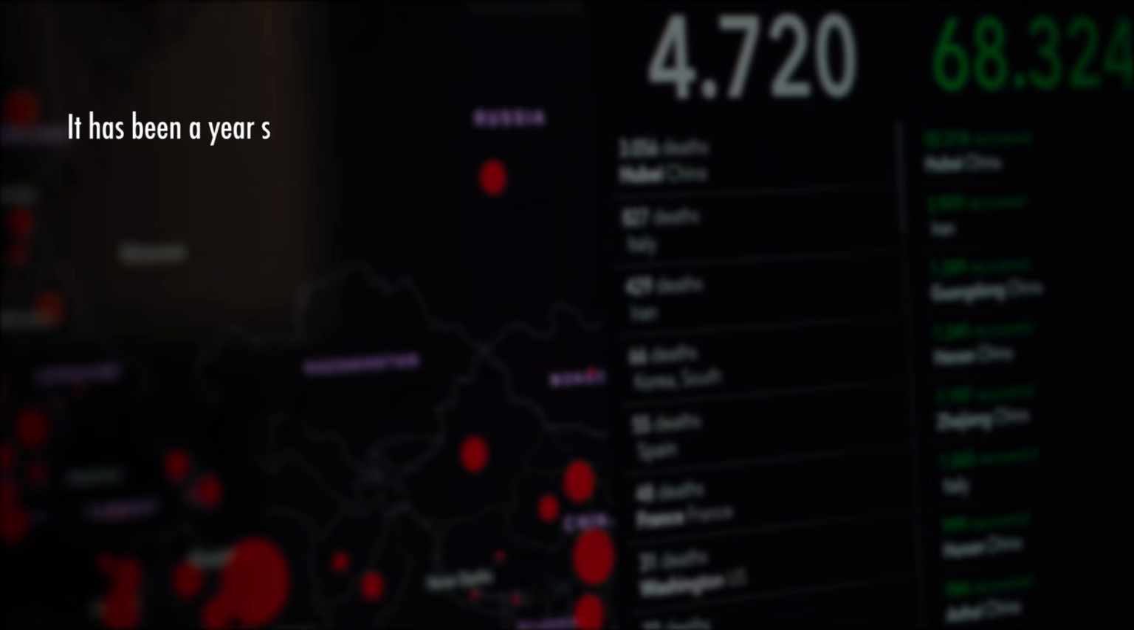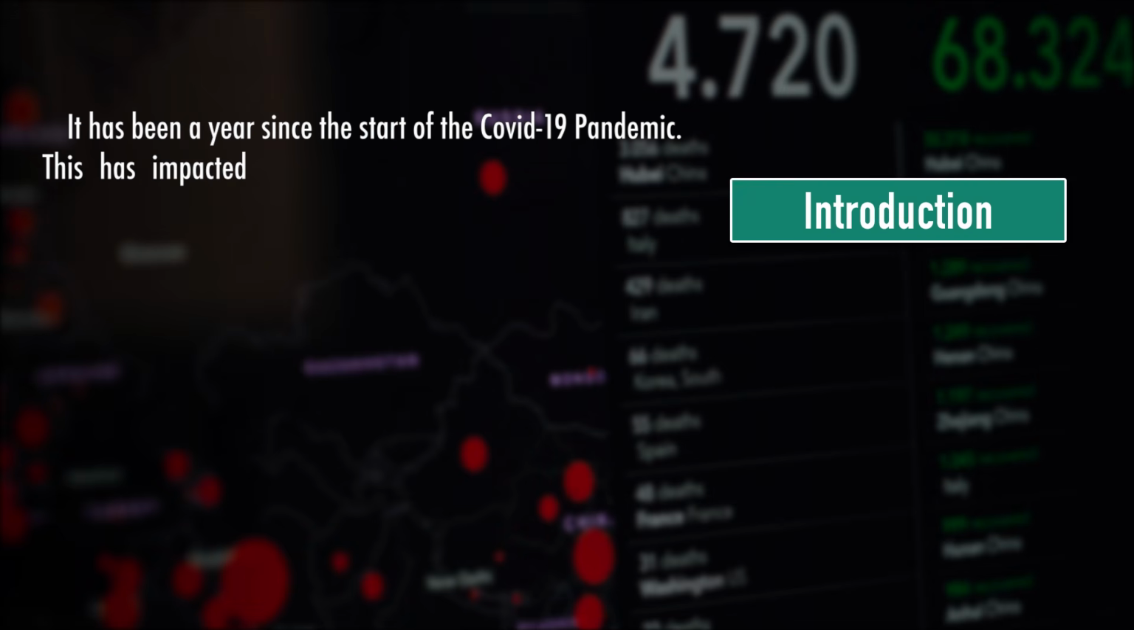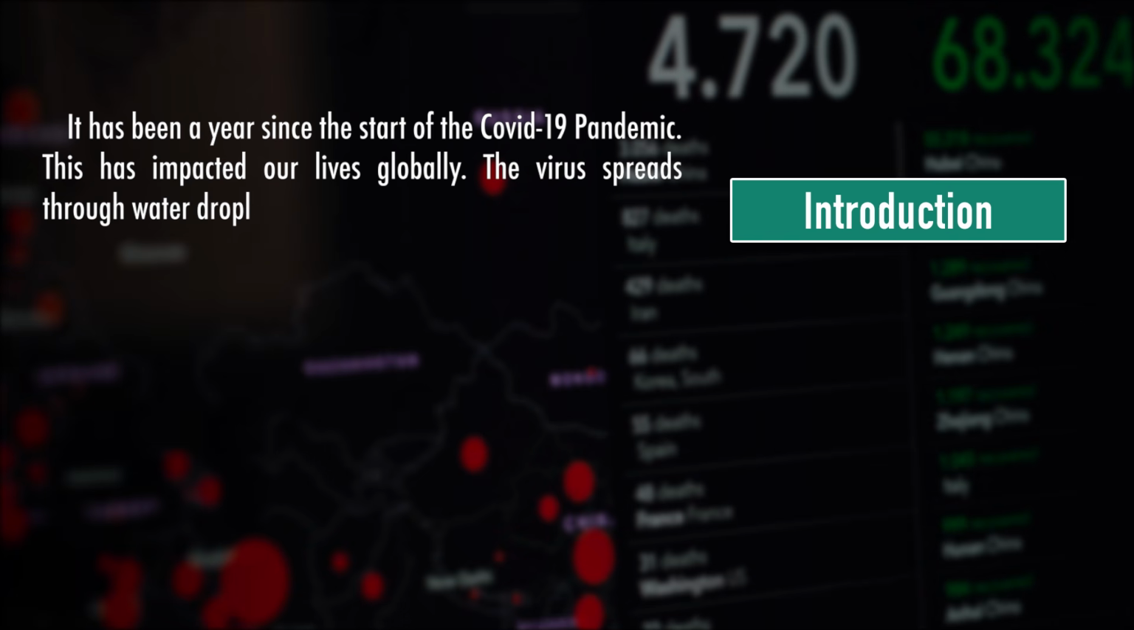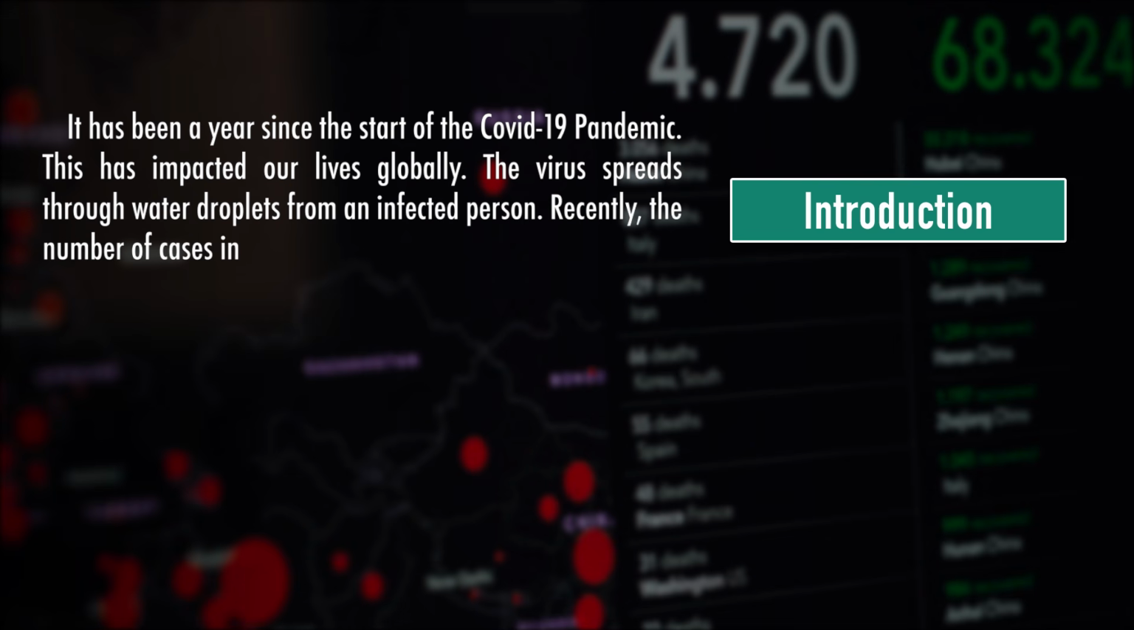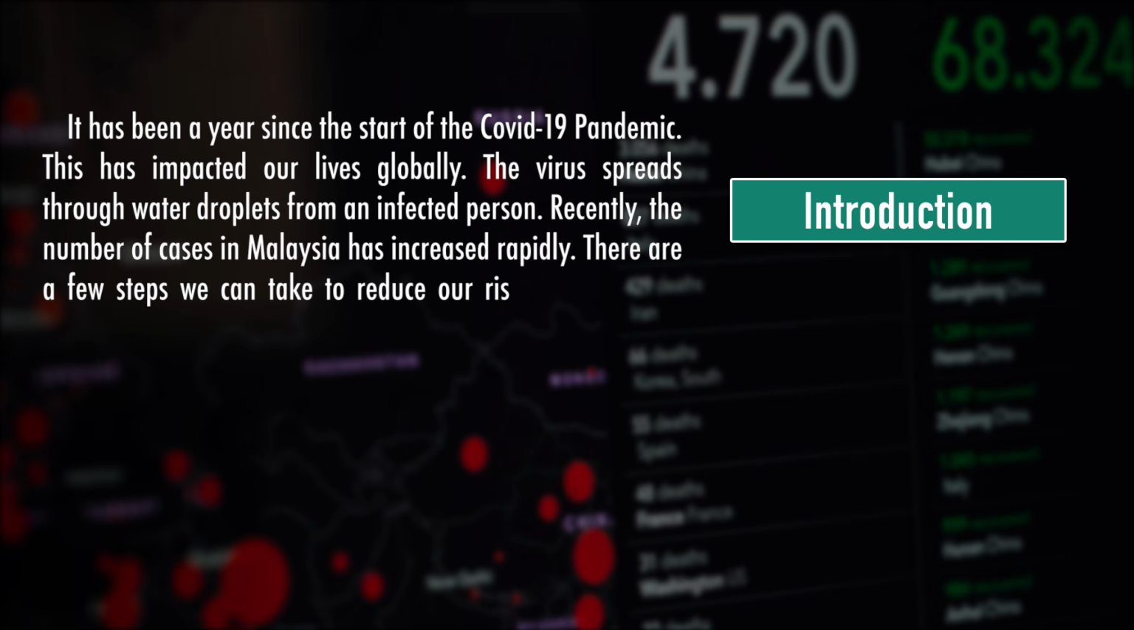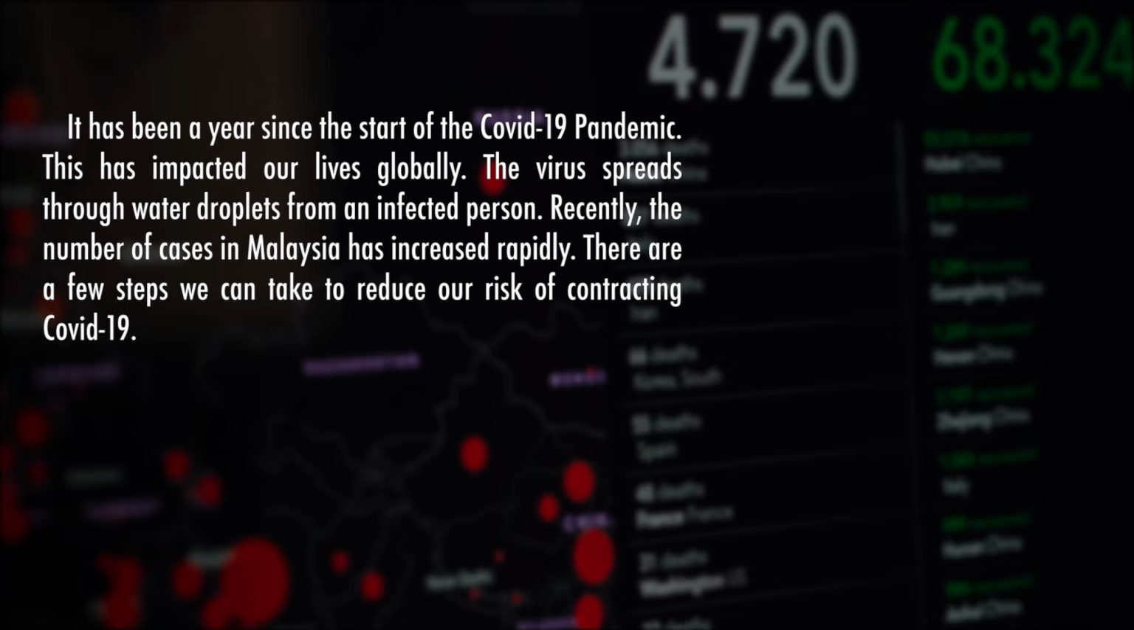Since we have got all the points ready, let's start writing. It has been a year since the start of the COVID-19 pandemic. This has impacted our lives globally. The virus spreads through water droplets from an infected person. Recently, the number of cases in Malaysia has increased rapidly. There are a few steps we can take to reduce our risk of contracting COVID-19.